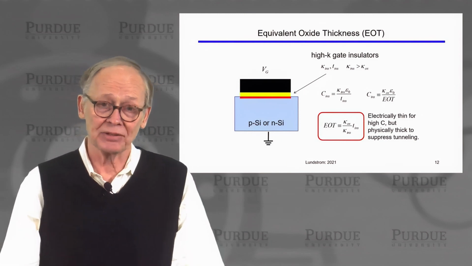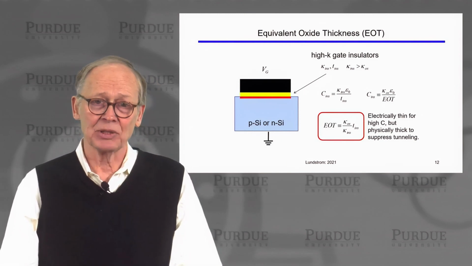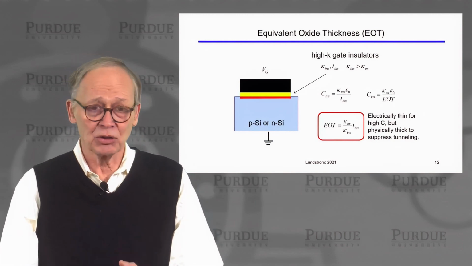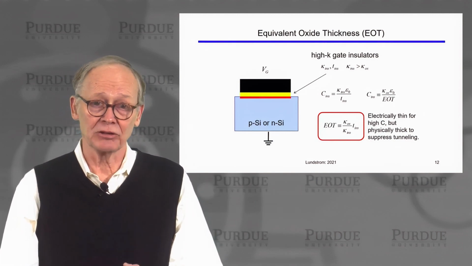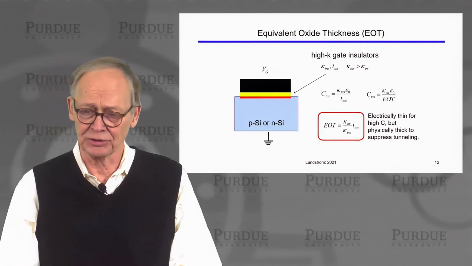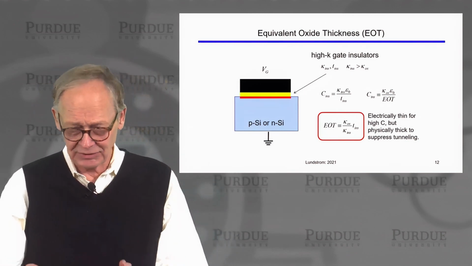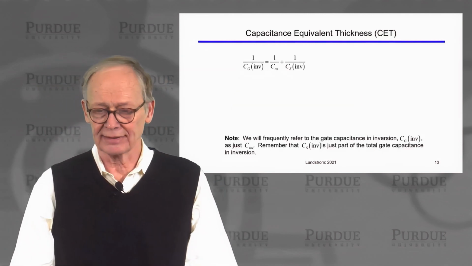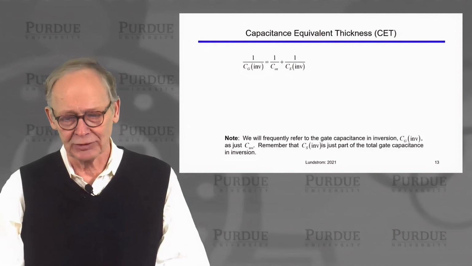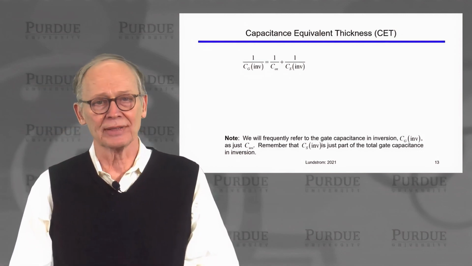So we get high capacitance, as high as we could get with a very thin SiO2 layer, but we couldn't use those thin SiO2 layers because they would be too leaky. That's why high-K gate dielectrics are used, and this is how equivalent oxide thickness is defined. There is another term that you will encounter. It's called capacitance equivalent thickness.